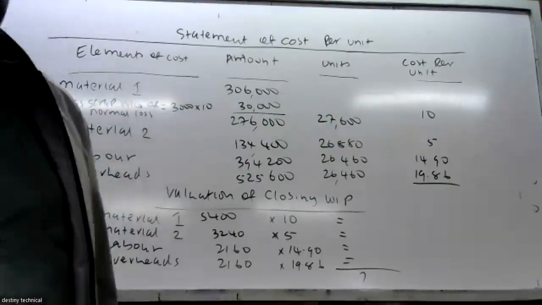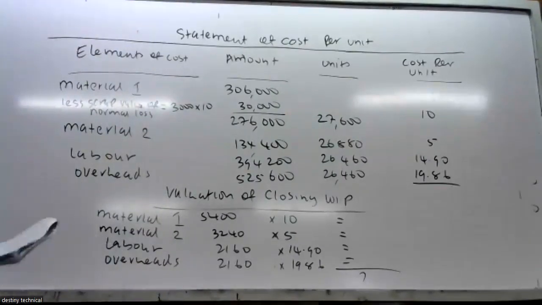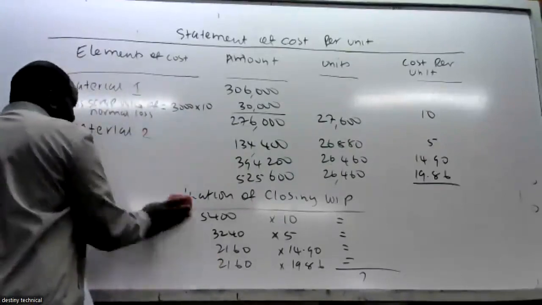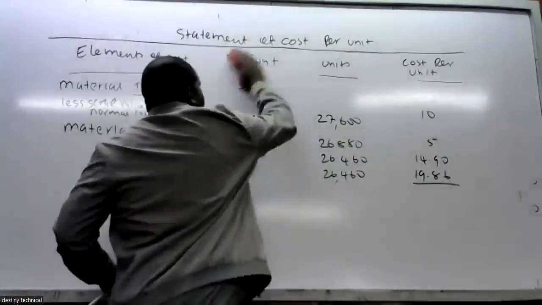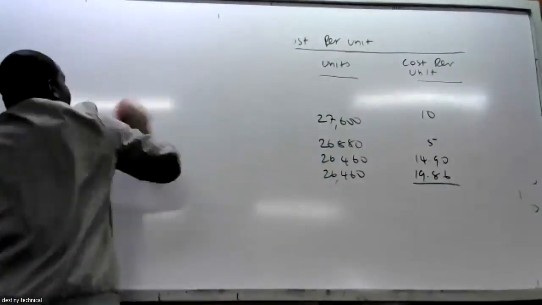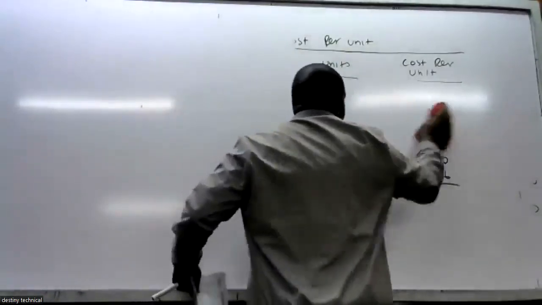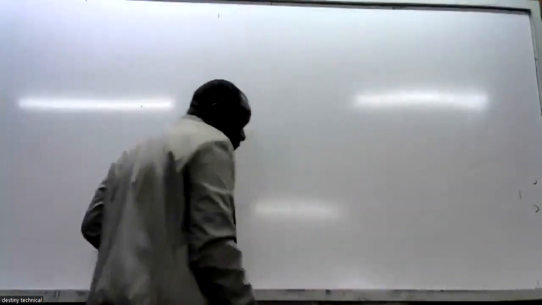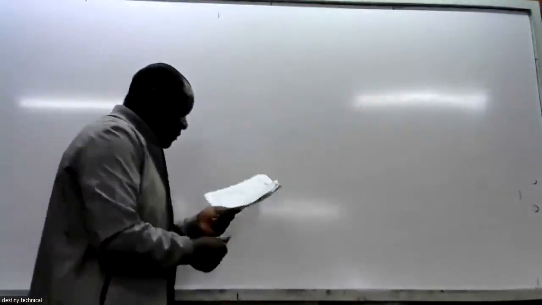So once you have done that, now we prepare the process account in part C of the question. So we now go to part C of the question.